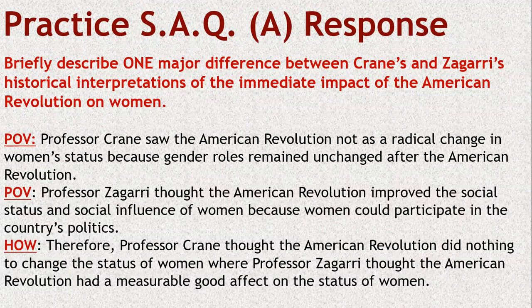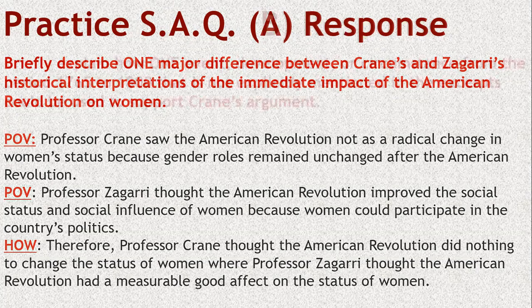Put it on pause and look through it. So it just says, Professor Crane saw the American Revolution not as a radical change, and Professor Zagari, the American Revolution improved the social status and social influence of women. Okay, therefore, notice what I have, the how. Therefore, Professor Crane thought the American Revolution did nothing, and Professor Zagari thought the American Revolution had a measurable good effect. Point. Okay, I get a point for that because I told the reader what is the point of view of the first author, the second author, and what's the difference.